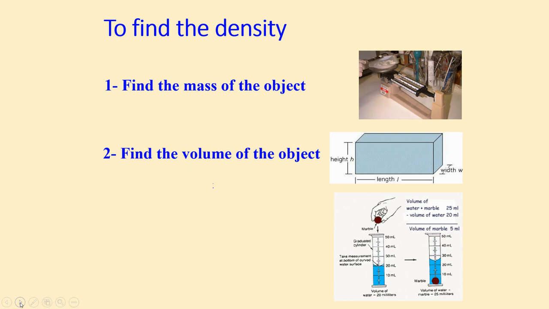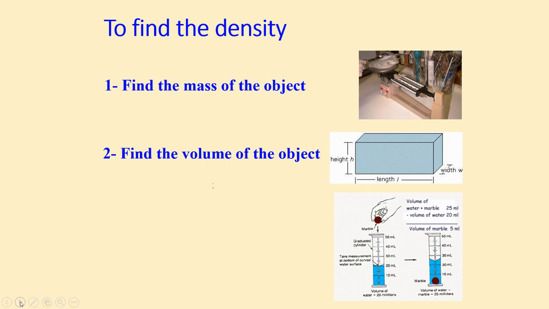If you have an irregularly shaped object, then you can use the process of water displacement, where you would fill up your graduated cylinder to a certain level and then place your object into the water. This is going to cause the water to rise to a new level. When you subtract the final volume and the initial volume, that will tell you the volume of your object.